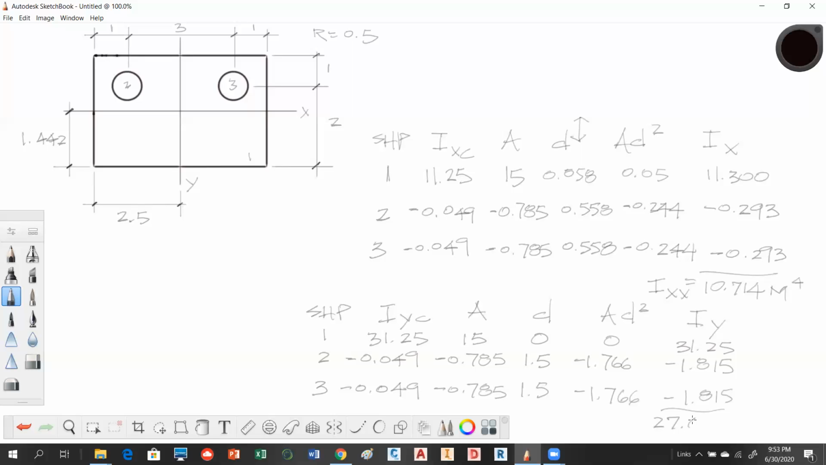So that would be 6.2 meters to the fourth. This would be what we call the IYY. And so what this is saying now is that this is about twice as stiff as it is this way. So if we load it this way or this way, it's going to be a little bit floppy. But if we load it this way, it's going to tend to be a little bit more rigid.